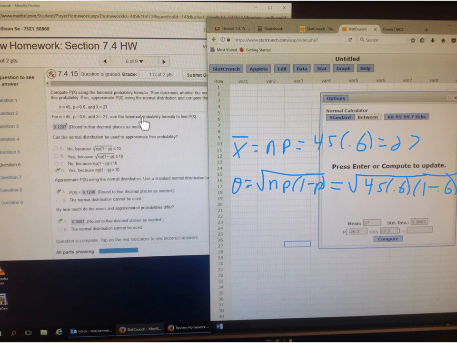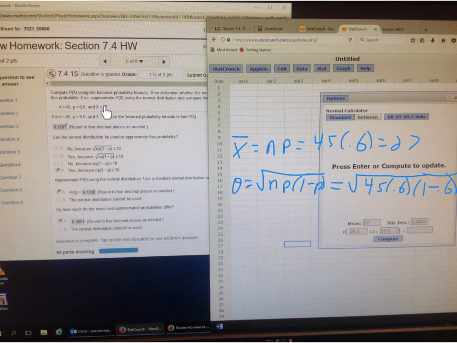And then to get the standard deviation, you have the square root of n times p times quantity 1 minus p, which is the square root of 45 times 0.6 times 1 minus 0.6. And that comes out to approximately 3.2863, and I already have the mean come out to 27.